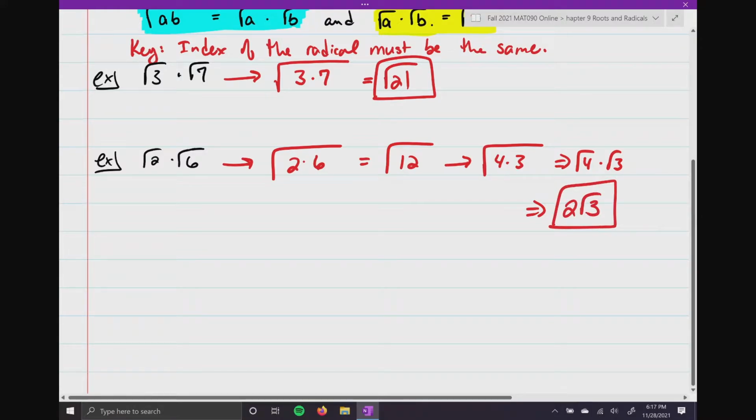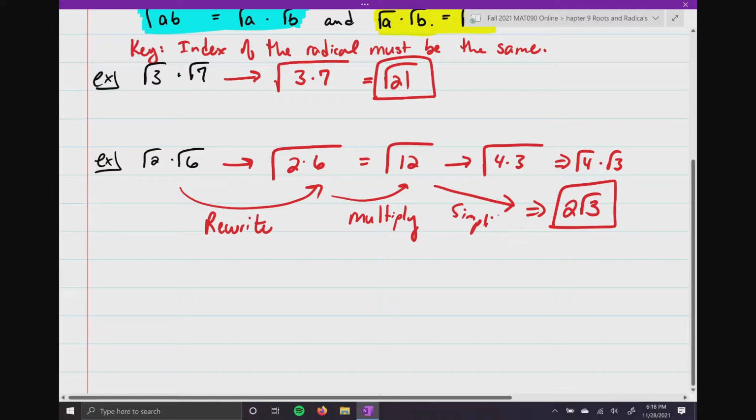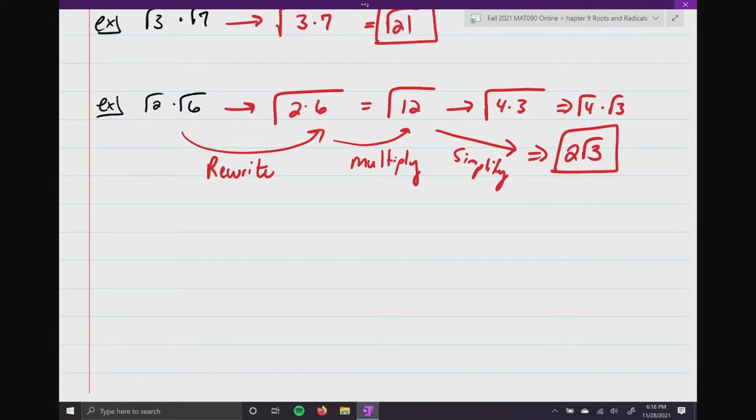So if you think about this, what just happened in this problem is going to happen a lot, which is you're going to first multiply. Actually, I need to be more specific. First, you're going to rewrite. Okay? You write that a little cleaner. Then you're going to multiply. All right? And then you may have to simplify. Some of them simplify, some of them don't. The first example, we couldn't simplify. The second one, we could. Okay? So let's look at another example here.